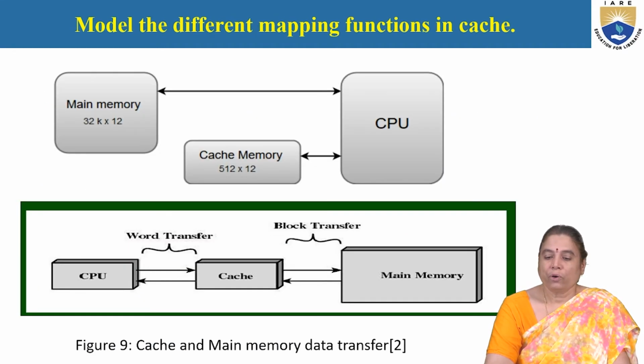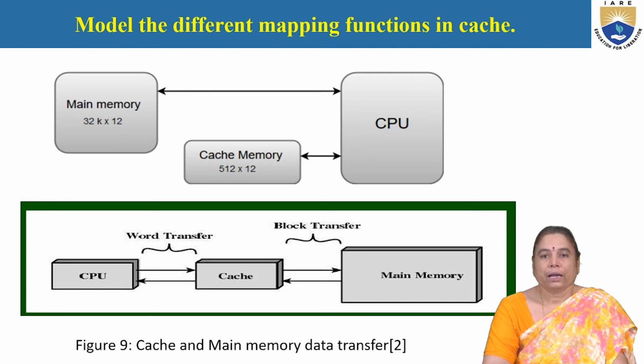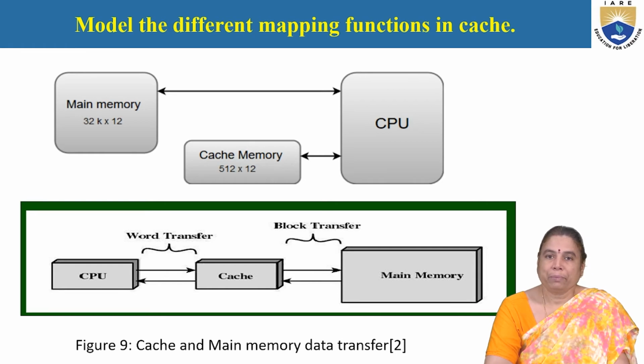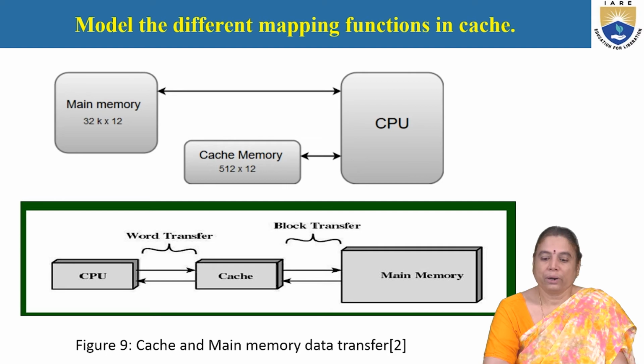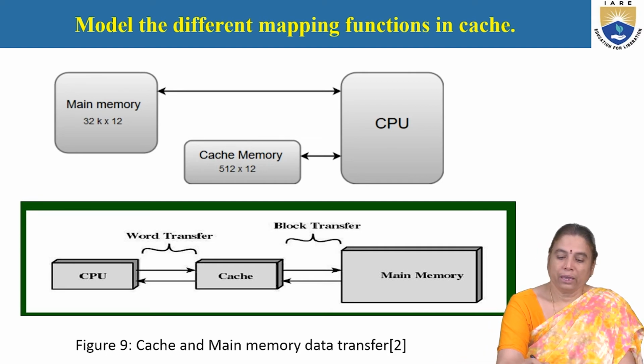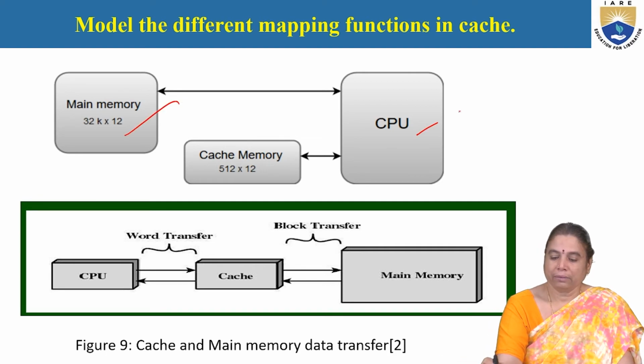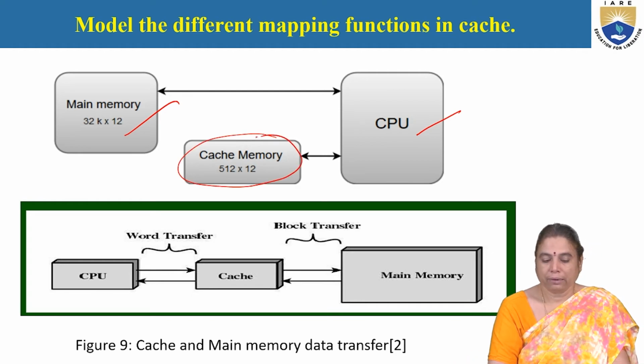Next question, model the different mapping functions in the cache. Cache is a small, very high speed memory that is employed between the CPU and the main memory. So here this is the main memory and this is the CPU. In between, the cache memory is placed.